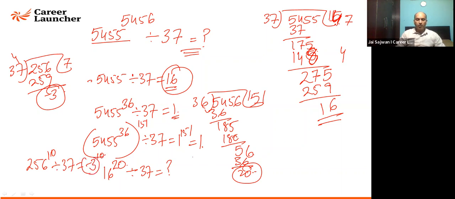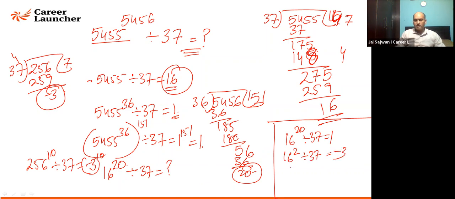Fine. Now I will be writing it here. So I know 16 to the power of 20 to the power of 37. I want to find out this value. I know 16 square is 256 divided by 37. 7 sevens are 49, 7 threes are 21, 259. I can say remainder is minus 3.